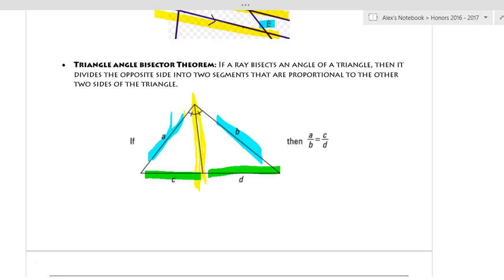And for this one, you have to make sure you go from the left to the right, right? C to D and A to B. Left to right, left to right. Okay? We can write that ratio. So that's another way, without really knowing too much about the triangle, not having to show that they're similar, that we can use proportions to solve triangles.